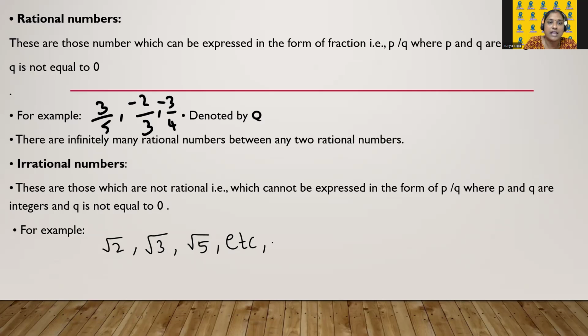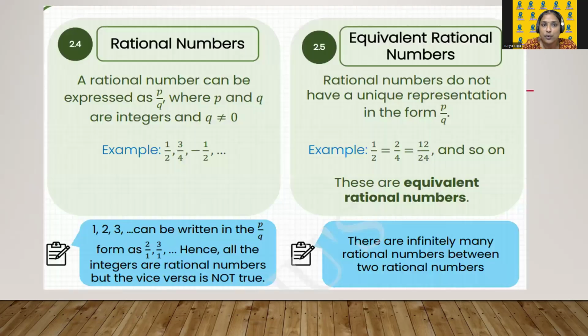In the other case, if we cannot express it as a fraction, like square root of 2, square root of 3, square root of 5, we call them irrational numbers. Let me explain in detail. I told you a number can be expressed as a fraction, let's take P over Q, where P and Q are integers. Those are rational numbers.